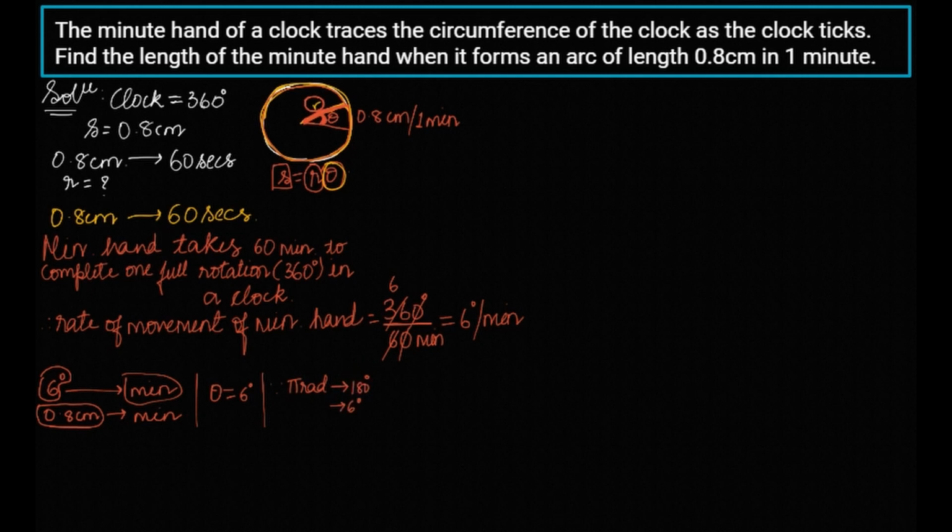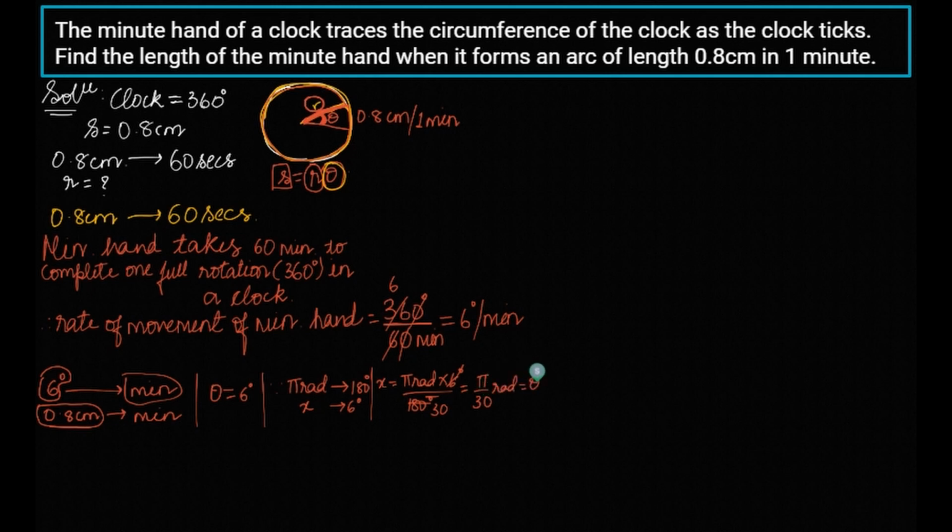Let this be x. When you cross multiply this, we get x is equal to pi radians into 6 degrees divided by 180 degrees. 6 into 30 is 180. Degree and degree unit cancel out each other. So we get pi by 30 radians, which is our theta.